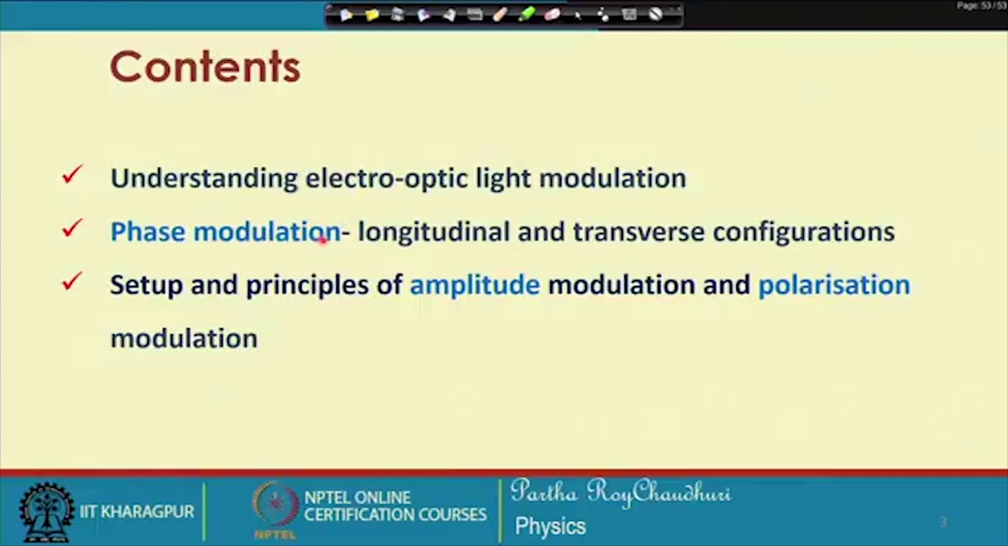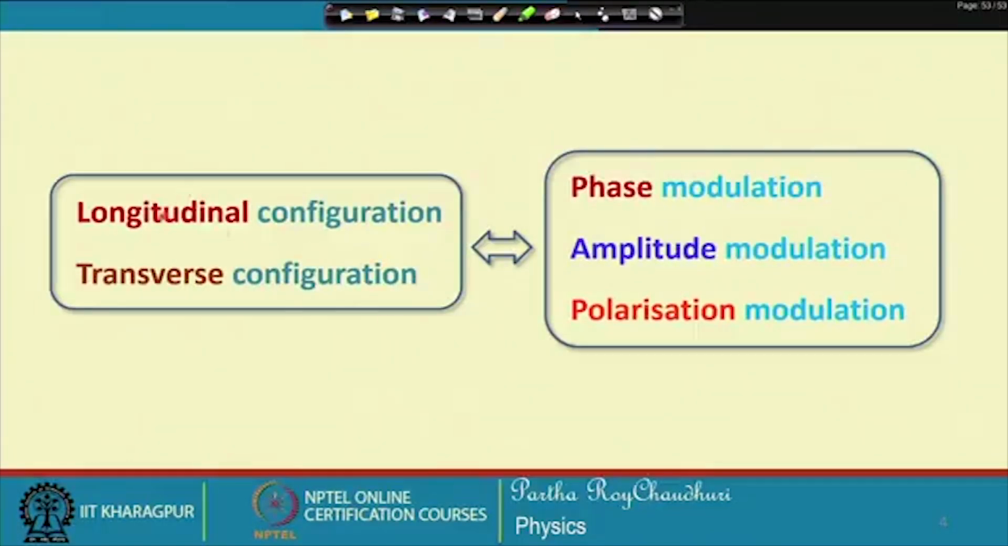We will start with the phase modulation for longitudinal and transverse configurations. Then we will be talking about the experimental setup and the principles of the amplitude modulation and polarization modulation. So, we divide this under two categories, that is longitudinal configuration and transverse configuration for phase modulation, amplitude modulation and polarization modulation. These are the three very important properties of electromagnetic waves which can be modulated to develop various kinds of measurement instruments, sensors and several other technologies.